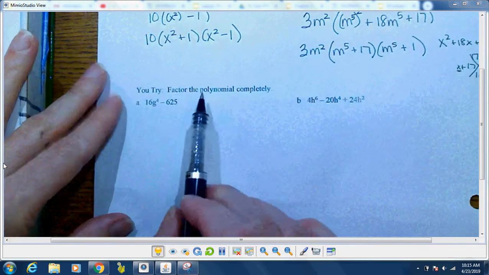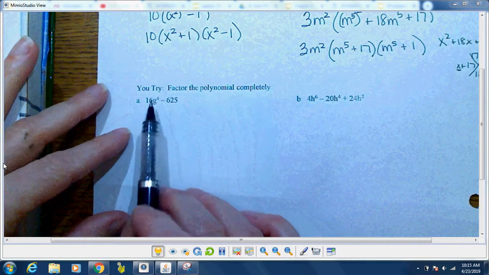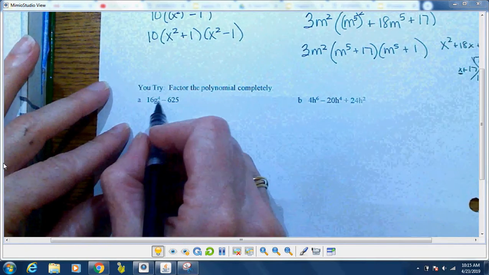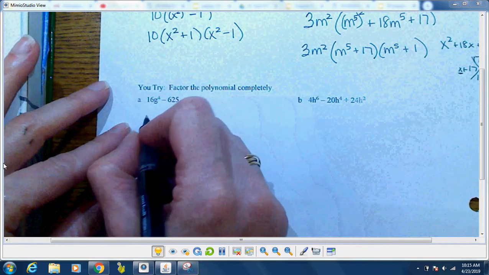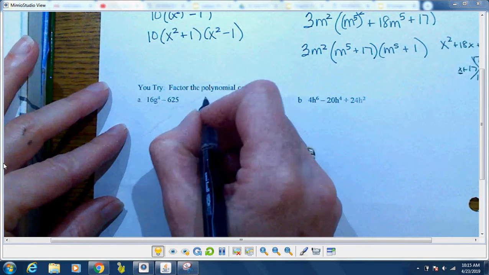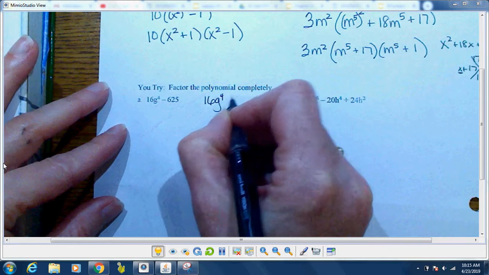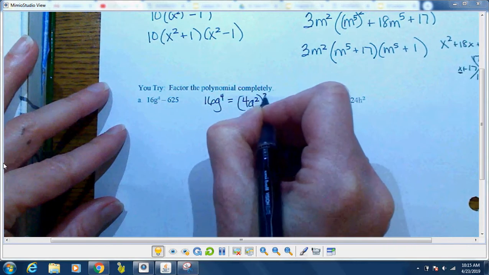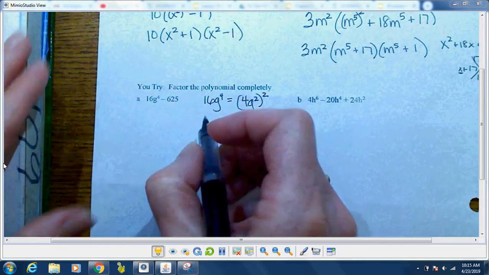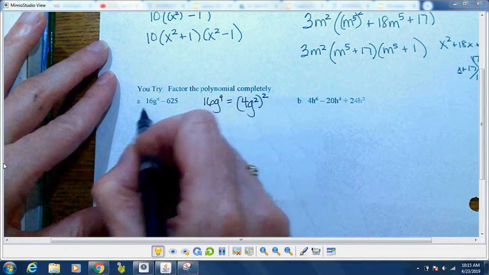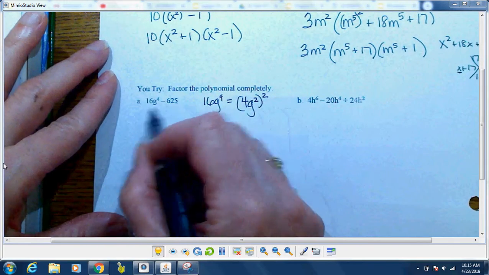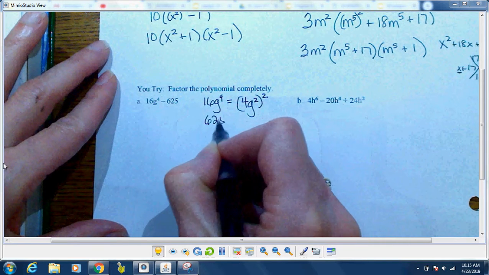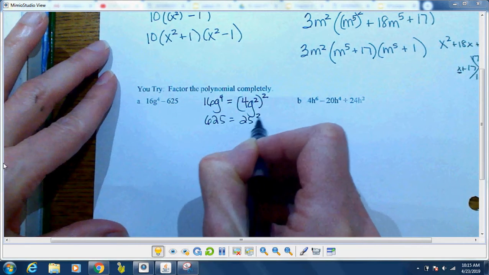All right. Factor this one completely. Okay. I know these are both square numbers. I know that 16g to the 4th is the same thing as 4g squared squared. So what I'm doing is I'm looking for patterns that I know, and I know the difference of two squares. So I'm going to see if I can break these down into squares. And then 625 is 25 squared.